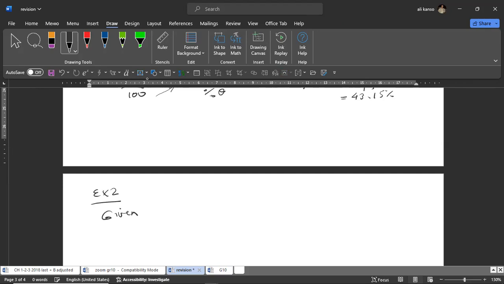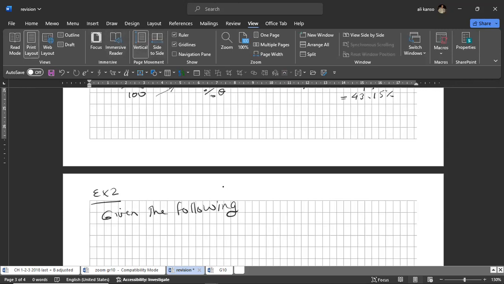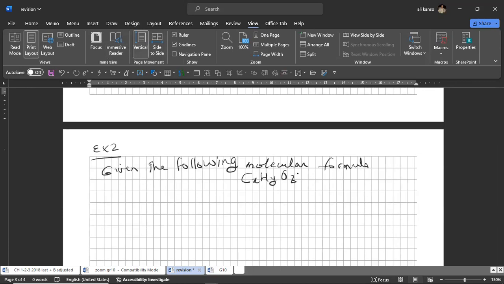Given the following molecular formula, which is CXHYOZ. Given that the percentage of carbon by mass is 54.54 and the percentage of oxygen by mass is 36.36.